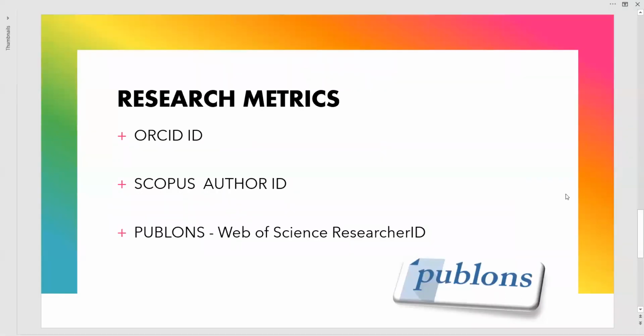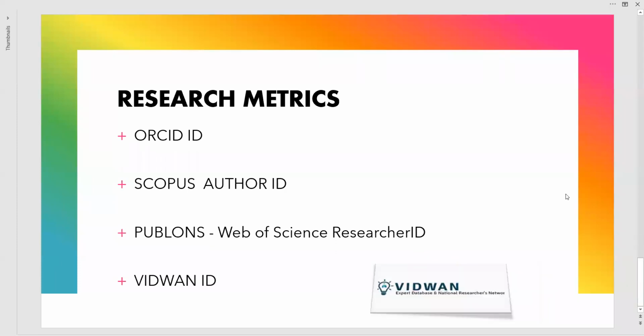After Publons, the last but not the least is the Vidwan ID. It is actually an external identifier to describe the profiles of Indian academics, scientists and researchers. It can be called a premier database which indicates the research and development activities carried out in India. It is actually provided by InfluentNet from Gujarat.